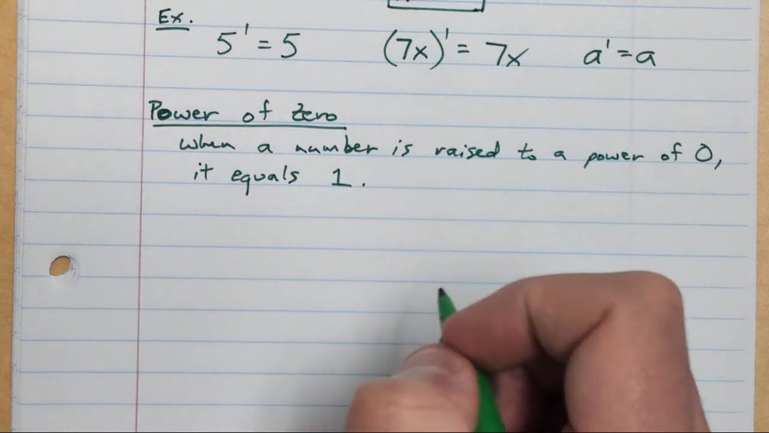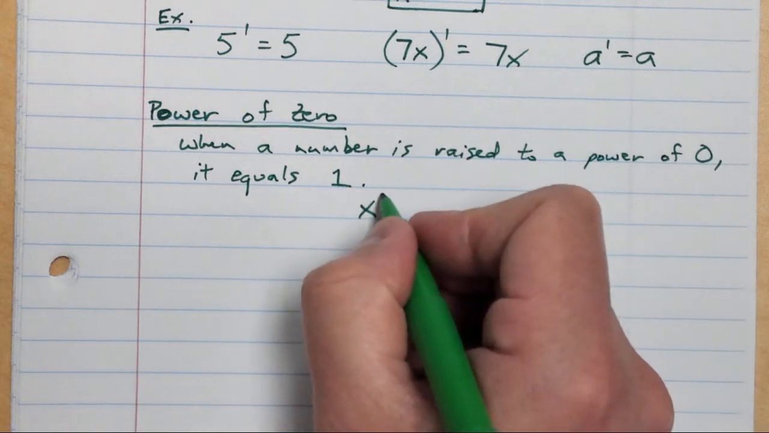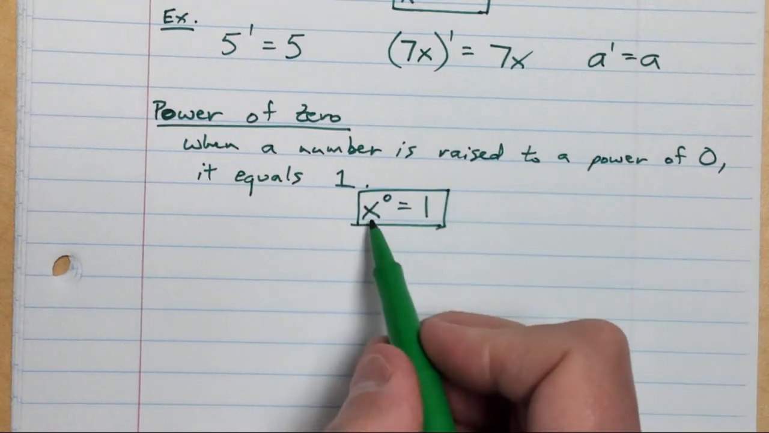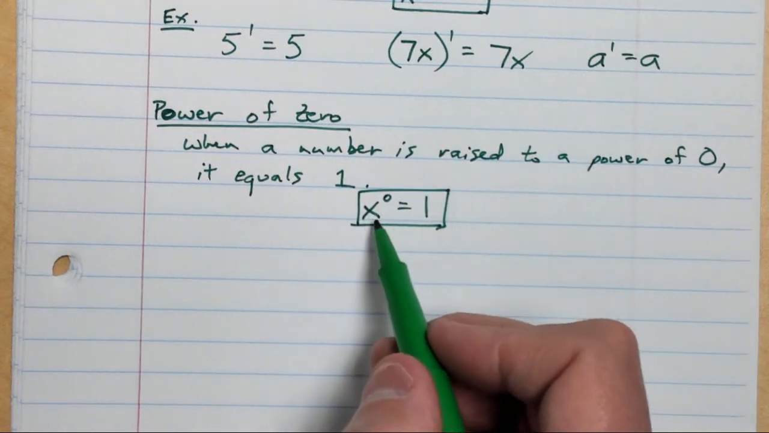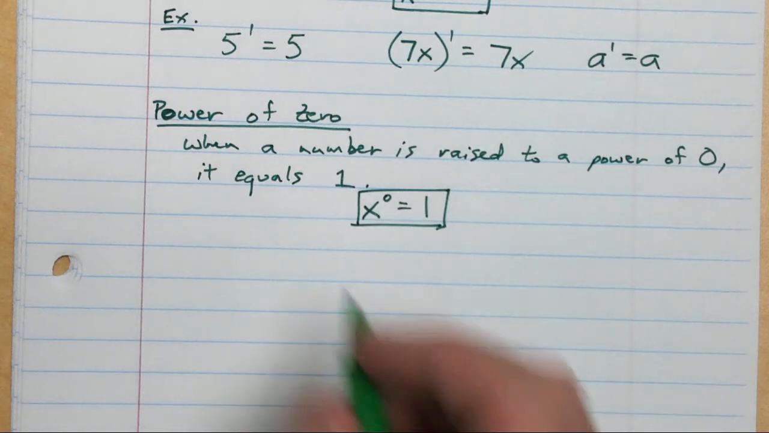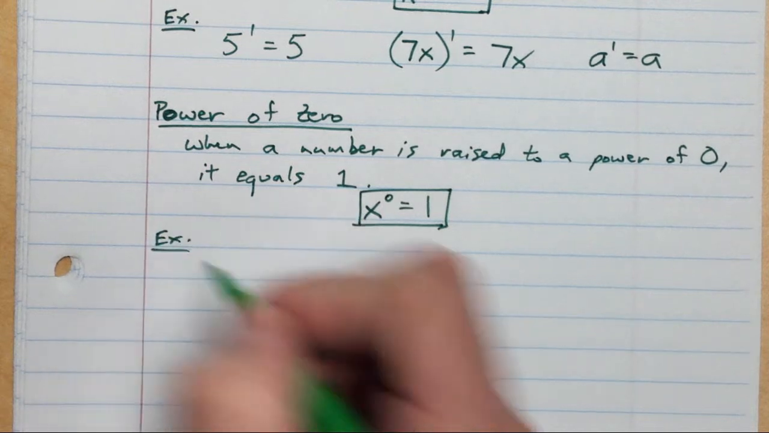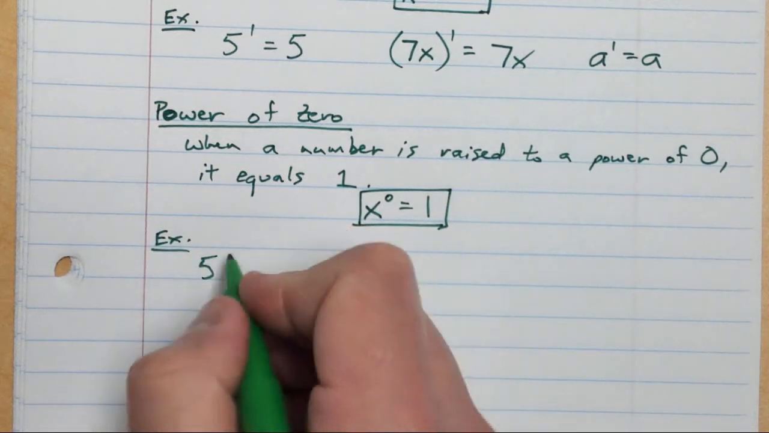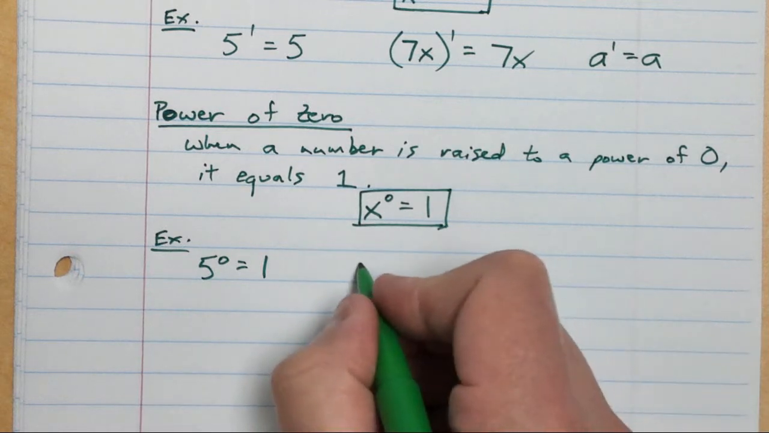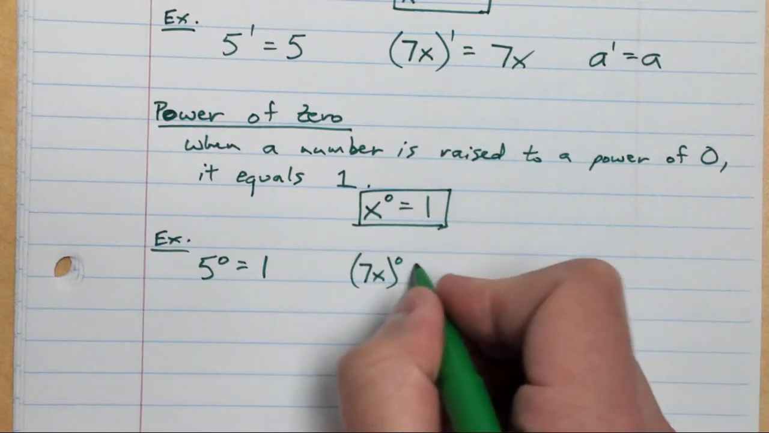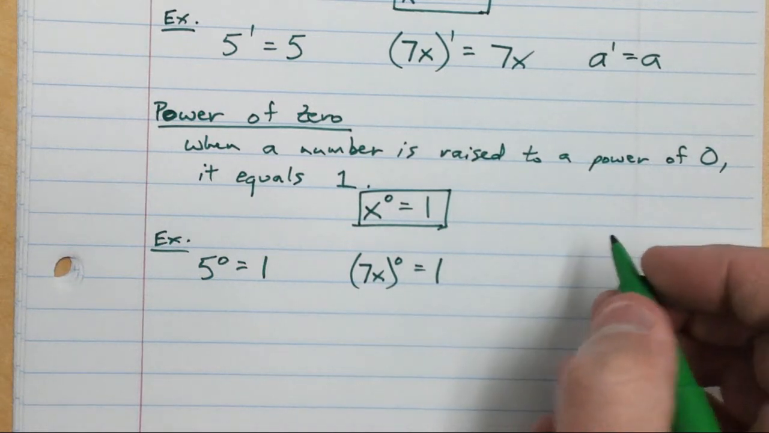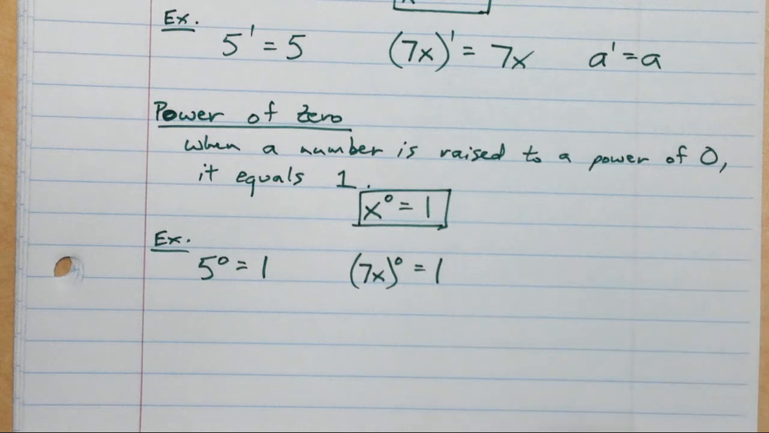And the general rule of thumb that I'm going to write down here is x raised to the power of 0 equals 1. And x can be any variable, x can be any number. Anything raised to the power of 0 is always going to equal 1. So I've got a couple examples here as well. I've got 5 to the power of 0 equals 1. 7x raised to the power of 0 equals 1.